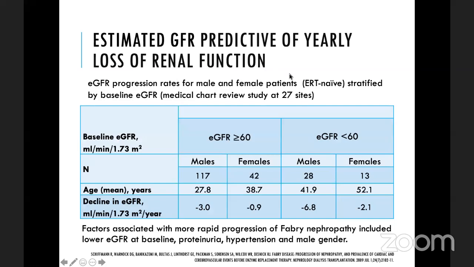An international multi-center study regarding enzyme replacement naive patients shows that factors associated with more rapid progression of Fabry nephropathy include lower estimated GFR at baseline, proteinuria, hypertension, and male gender. Usually the annual decline in glomerular filtration rate in Fabry patients is around 12 mL per minute, compared to 4 mL per minute in other patients with renal failure. This means around 3 times quicker in Fabry patients. So once the kidney is involved in a Fabry patient, it will progress quickly.